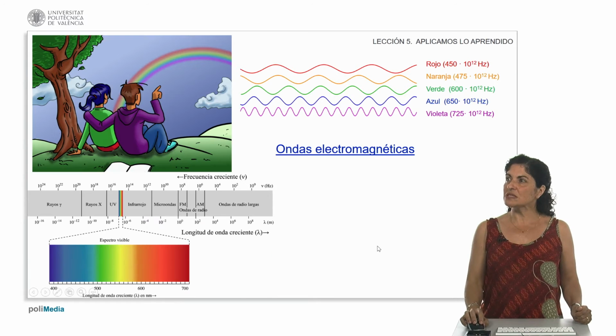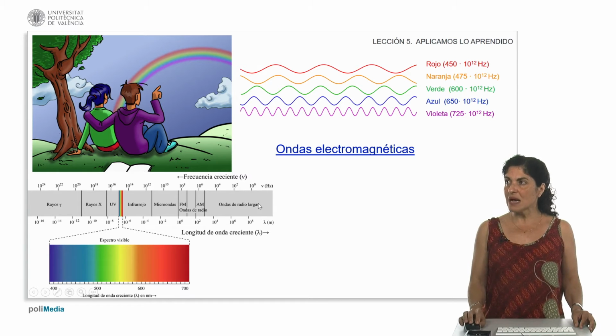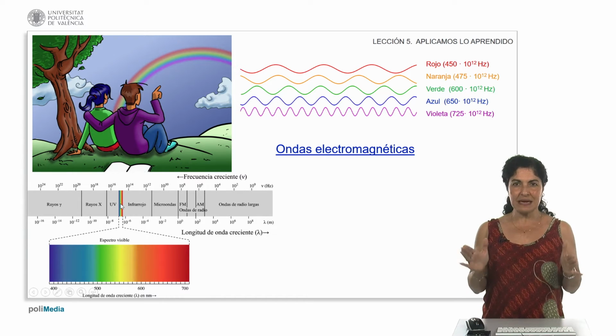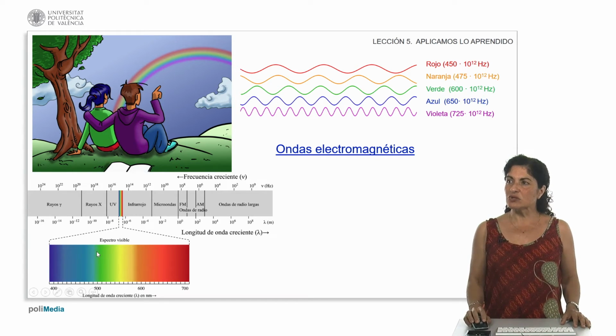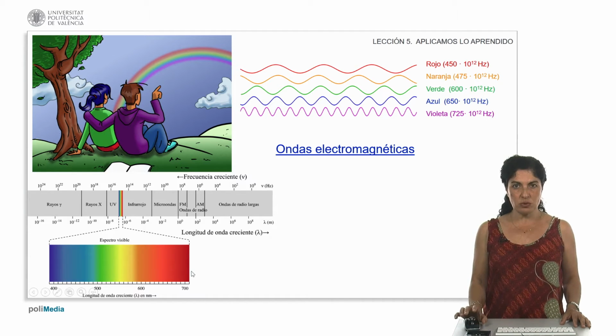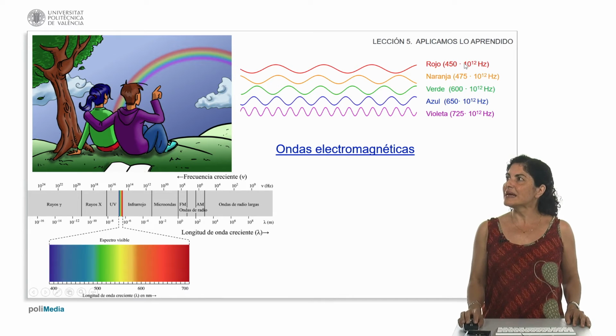As far as light waves are concerned, what we have to keep in mind is that light is only a tiny part of the entire electromagnetic spectrum. The electromagnetic spectrum ranges from gamma rays to radio waves, but with light waves we are left only in the range of wavelengths from 400 nanometers for blue to 700 nanometers for red. In terms of frequencies, we would go for the red of the order of 450 times 10 to 12 hertz, and for the violet of the order of 725 times 10 to 12 hertz.